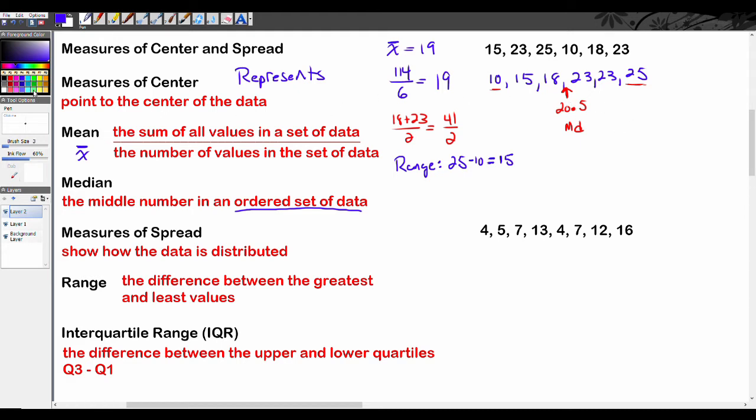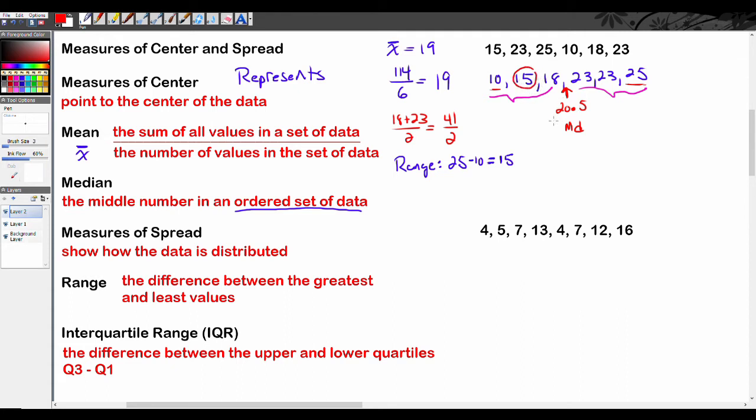What happens when you find the median is you actually divide your numbers in half. You divide your set of data in half. So this here is the lower half from 10 to 18, and this here is the upper half from 23 to 25. And so to find the first quartile and the third quartile, we just need to find the median of each half.